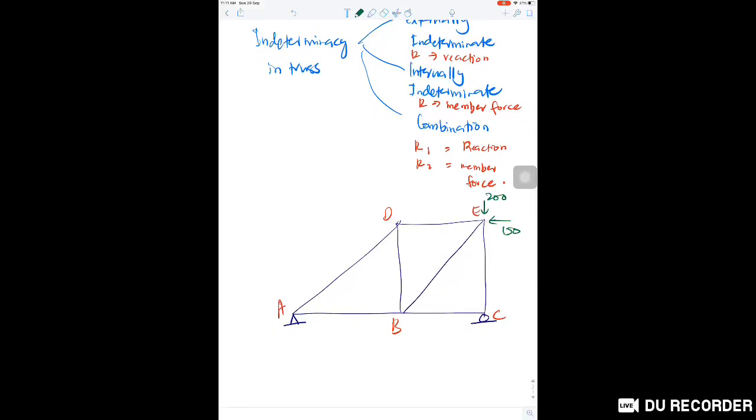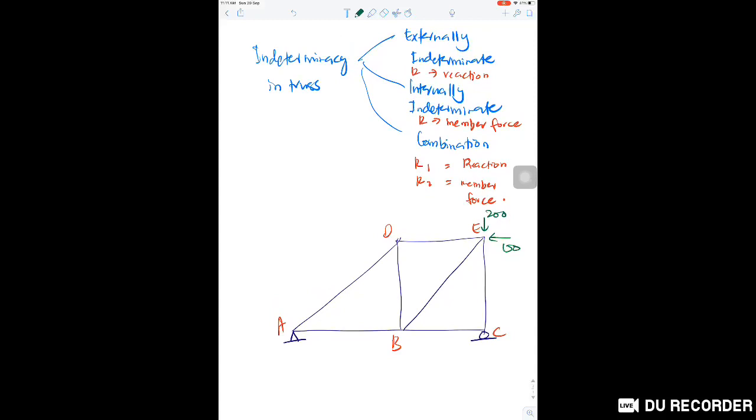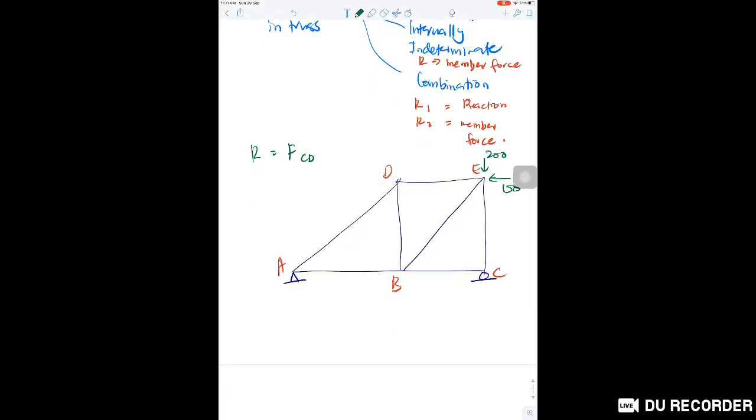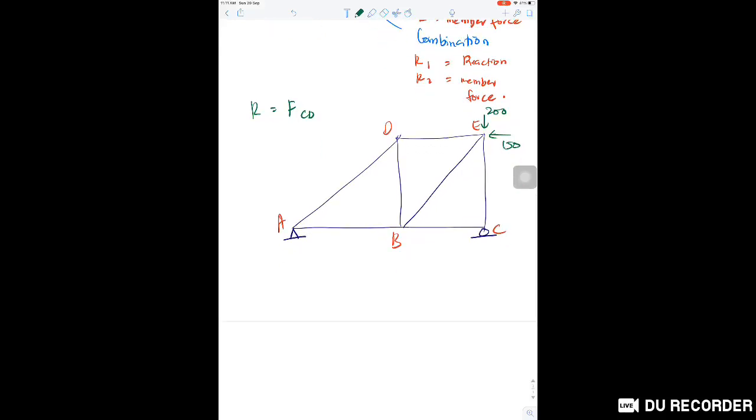Okay, this is now the primary truss. In this case, the redundant is the force F in member CD. Okay, this is the truss. So for having this as the redundant, we can write the compatibility equation for this one.